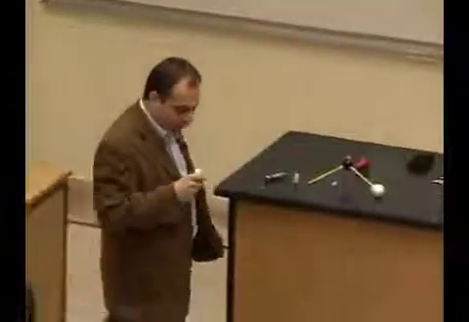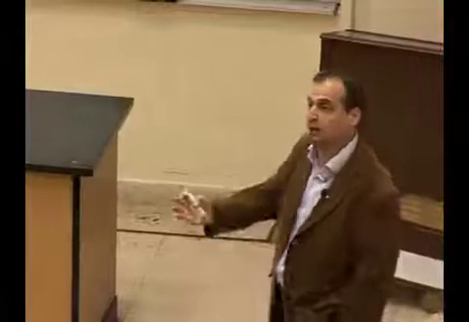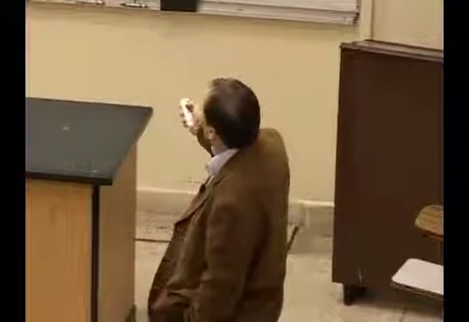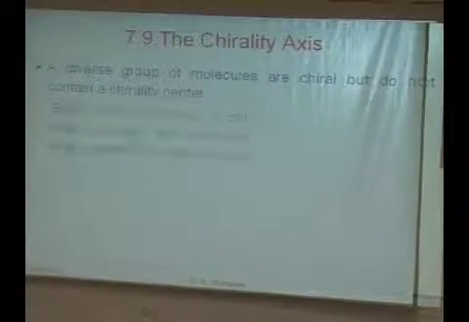Now, I'm going to talk about chirality axis. Till now, what we talked about in terms of chirality, we said we need to have a chiral center, and we have 4 different groups so that the molecule will be chiral. But you can have different types of chiral molecules where they exhibit a chirality axis. So you do not have a chirality center, you have a chirality axis.